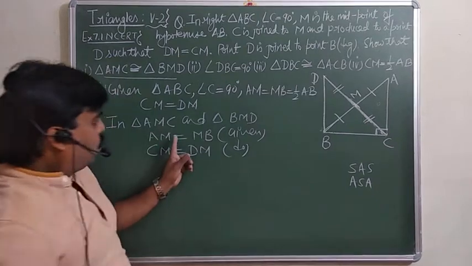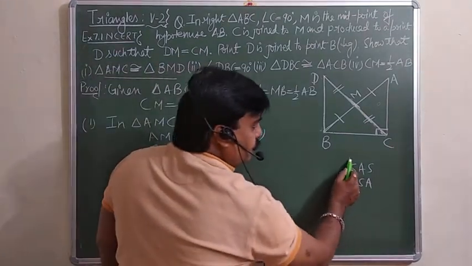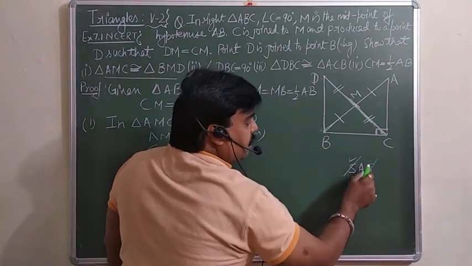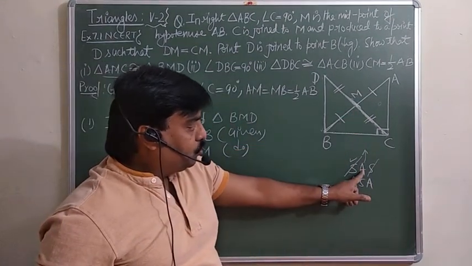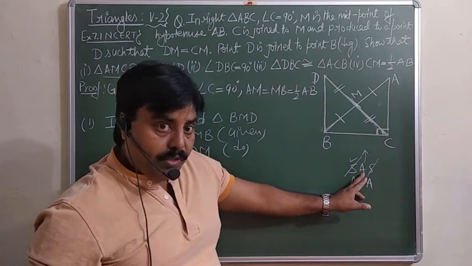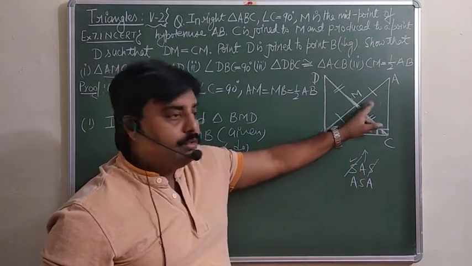Here two sides are already given. It means we are going to apply this property. Two sides are already given, so we are supposed to search only one angle. That should be the included angle. After that you can declare both the triangles are congruent.